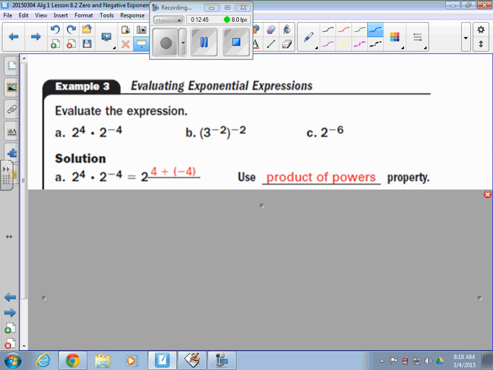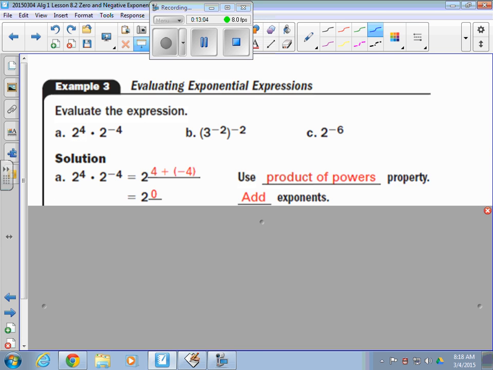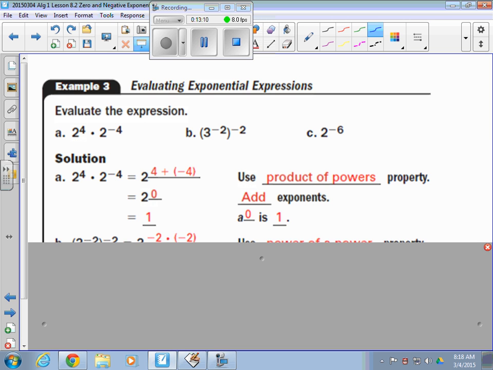Example number 3 is evaluating exponential expressions. 2 to the fourth times 2 to the negative fourth. Same base, add the exponents. Use the product of powers property. 4 plus a negative 4 means 4 minus 4. 4 minus 4 we know is going to give us the number 0. So we're going to have 2 to the 0 power. Anything to the 0 power is 1.